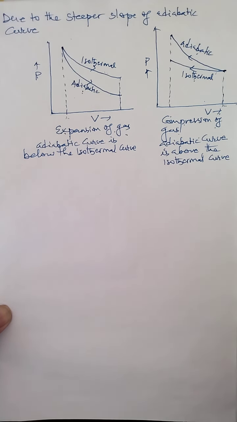So children, I have explained in detail about the adiabatic process. Now in the next YouTube video, we derive an important expression, that is the work done by an ideal gas in isothermal expansion.